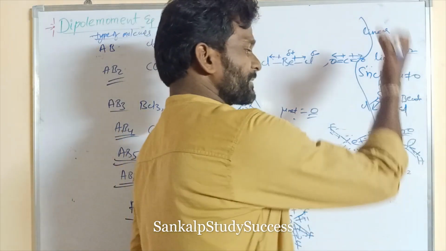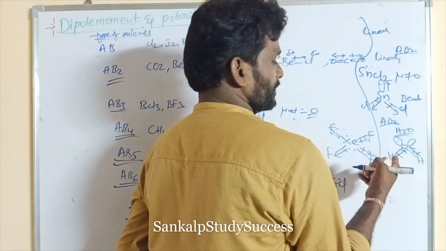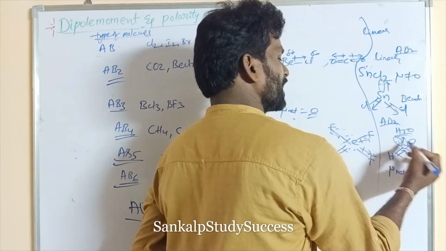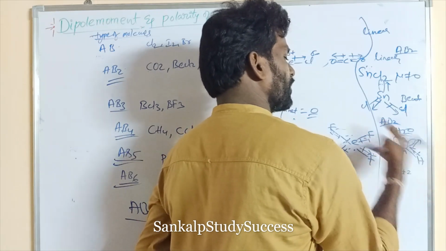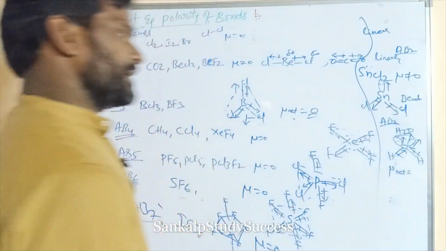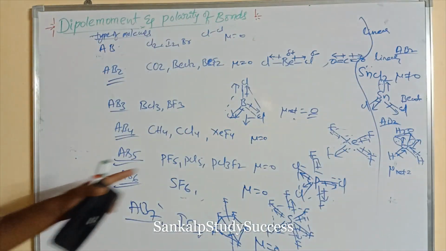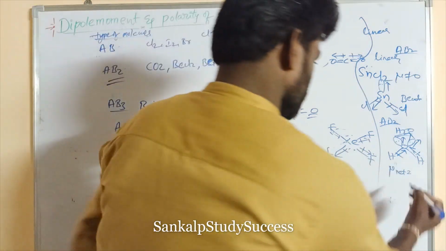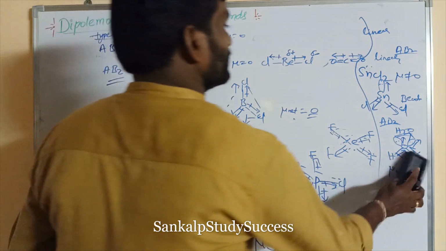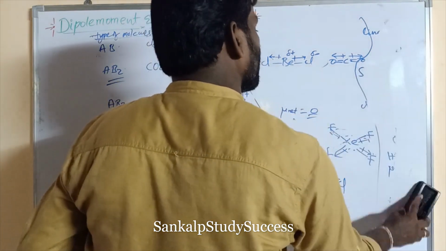Why? All of these are present in only one direction. The O–H bonds and this orbital moment, like the lone pairs, all are present in one direction. So its dipole moment is not equal to 0.